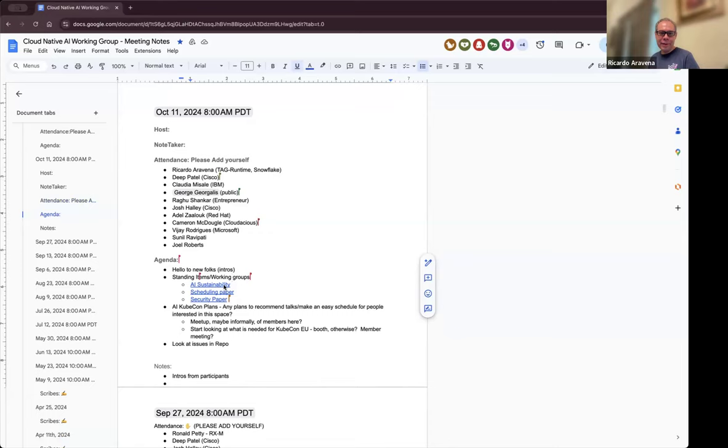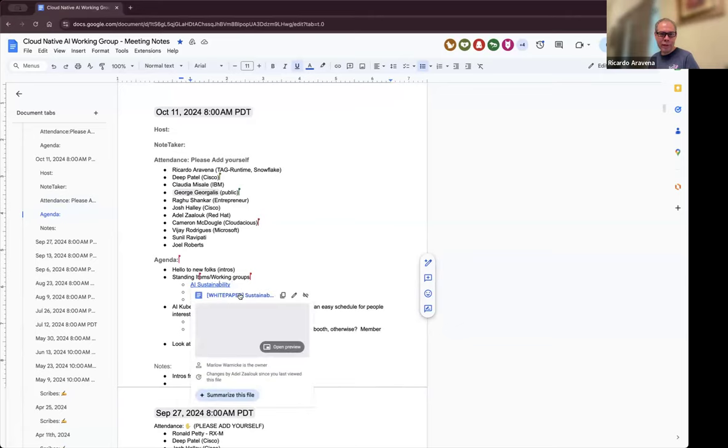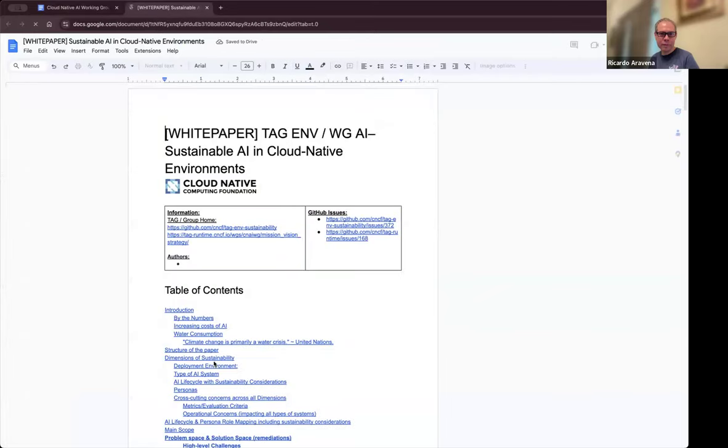All right, so we have the white papers in progress. We have the AI sustainability scheduling paper and the security paper, so we'll go one by one. AI sustainability, do we have anybody on the call that can provide an update on that? Yes.